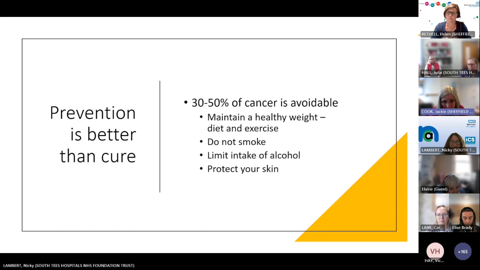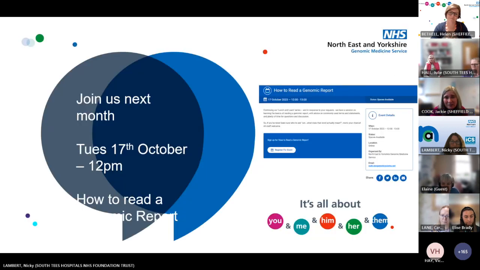So we can spend lots of money on genetics, but actually where we perhaps should be spending the money is in schools, teaching children about the importance of healthy diet and exercise, banning smoking completely, trying to introduce some moderation when it comes to drinking, and making sure that everybody wears high factor suntan lotion. And that's the reality of it, 30 to 50%.